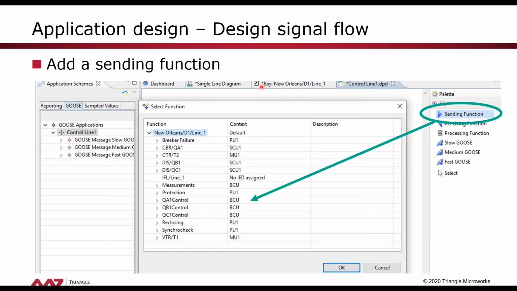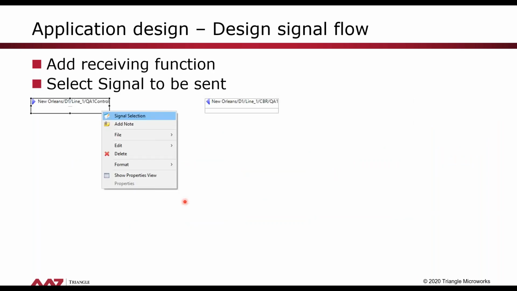Once you have created the application, now we need to select the functions that are participating. We can start selecting a sending function. When we select from the palette sending function, we get a list of all our functions that we have in our specification, in our design. We can select them, and we can add them to the drawing panel.